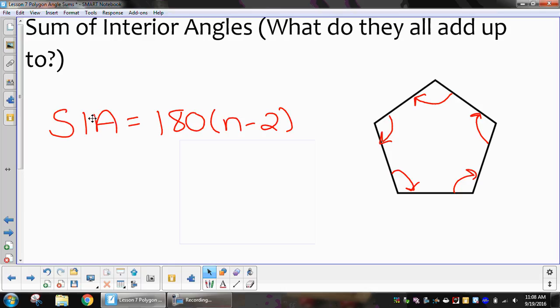You might use IA. But we take 180 and we multiply that by the parentheses n minus 2. And n here represents the number of sides or the number of angles of the polygon. So in this case, in this pentagon, n is 5. So if we want to know the sum of the interior angles of a pentagon or a 5-sided polygon, we plug 5 in for n, and we would simplify this side, and you'd end up figuring out that there are 540 degrees as the sum of the interior angles of a 5-sided polygon.